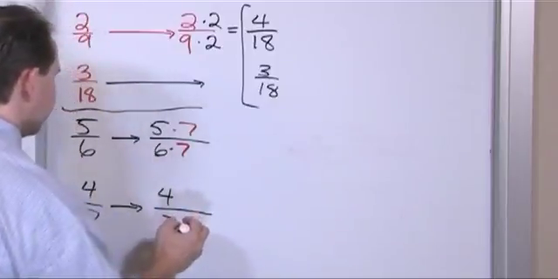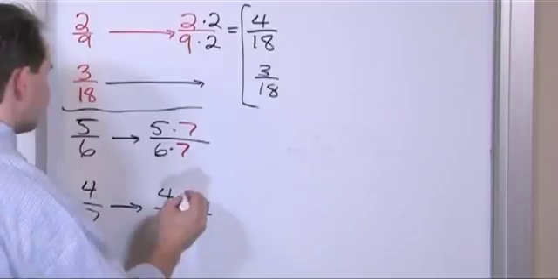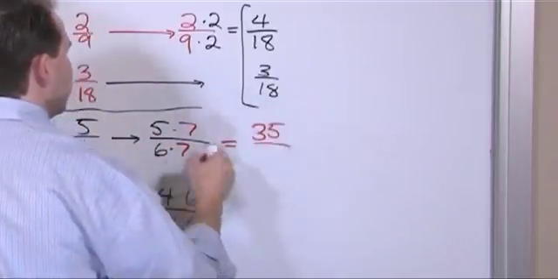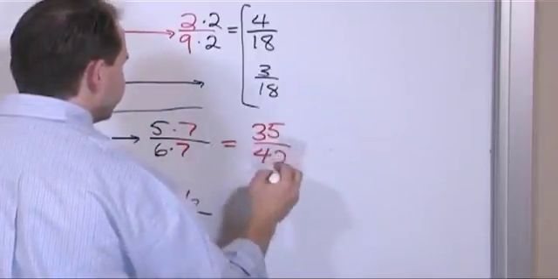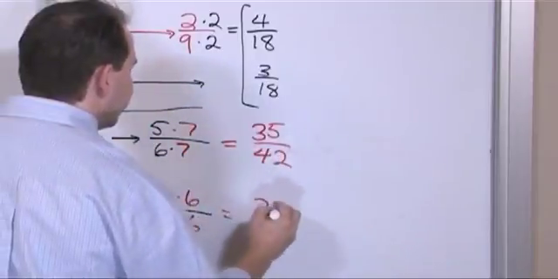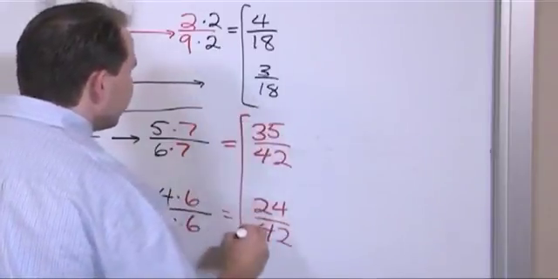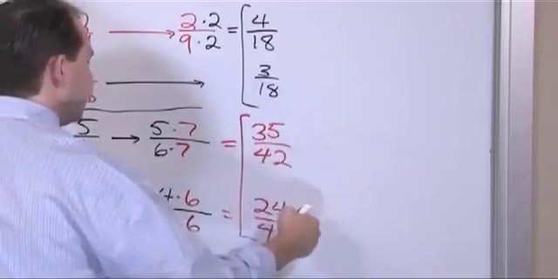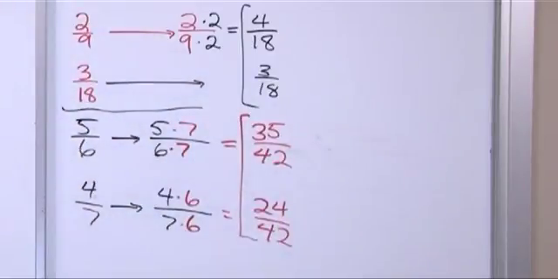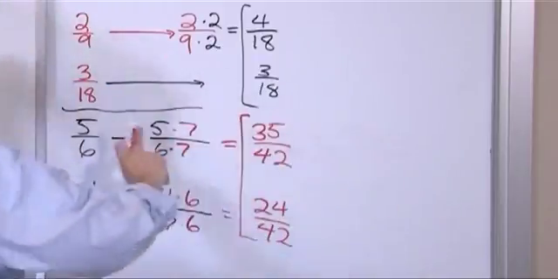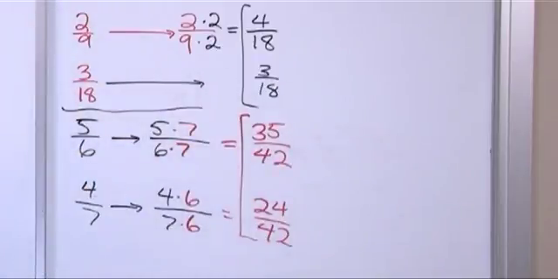And if I multiply this by 6, then what am I going to get? 5 times 7 is 35. 6 times 7 is 42. 4 times 6 is 24. 7 times 6 down here is 42. So notice these two fractions, 35/42 and 24/42. These two fractions look crazy, but they're exactly equivalent to these fractions that I have here as far as representing the same amount of pizza. But in this case I had to work with both of them.